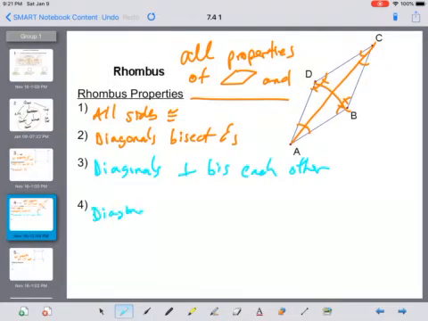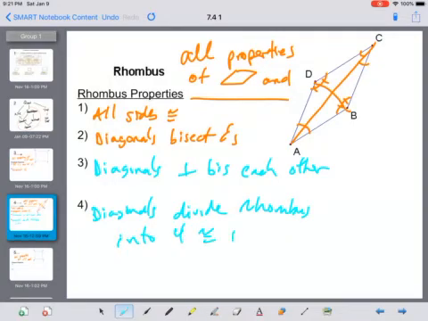And then another diagonal property is that the diagonals divide the rhombus into four congruent right triangles, and that's because of the perpendicular bisectors.